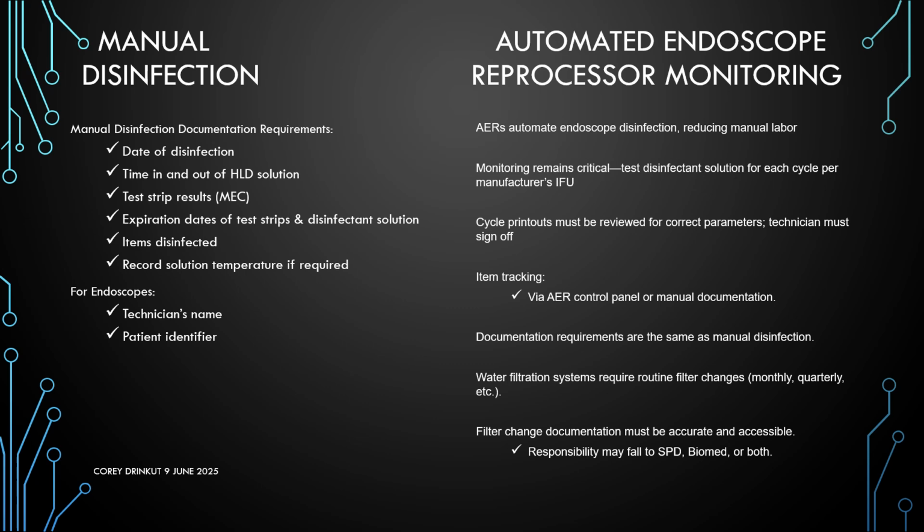disinfectant solution must be tested following the AER manufacturer's instructions for use. So after the AER is done, you will take a test strip and test that product. Most AERs produce a cycle printout that must be viewed to confirm all cycle parameters were met. The technicians will sign that printout to verify that they reviewed it to make sure everything was met. Item tracking can either be entered directly into the AER system or documented manually if this feature is unavailable. The documentation requirements aside from the printout mirror those for manual disinfection.